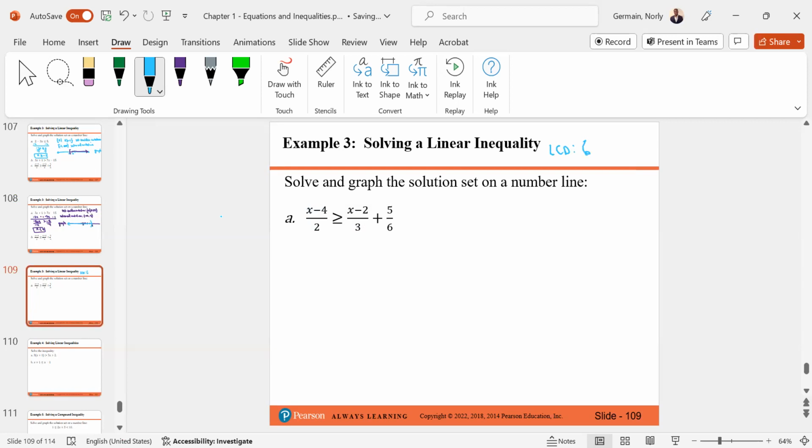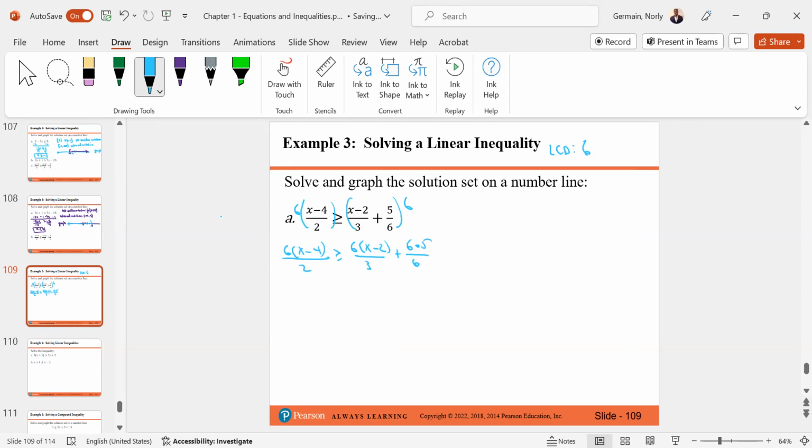So the denominators are 2, 3, and 6. The least common denominator is 6. So we need to multiply both sides of the inequality by 6. If we multiply this side by 6, and this side by 6, we end up having 6 times (x minus 4) over 2 greater than or equal to 6 times (x minus 2) over 3 plus 6 times 5 over 6.